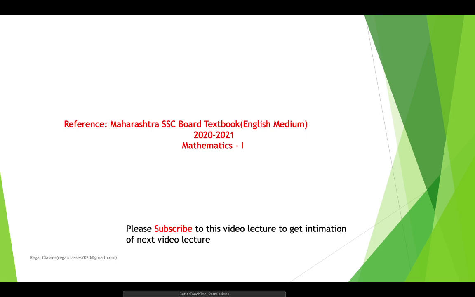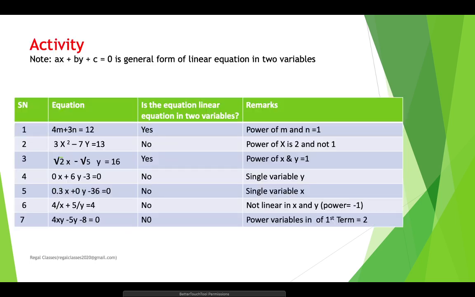So for reference you have the Maharashtra SSC board textbook, English medium, mathematics. The first activity: ax + by + c = 0 is a general form of linear equation in two variables. We have two variables x and y. They are linear because the power of x is 1 and the power of y is 1, and therefore it's a linear equation.